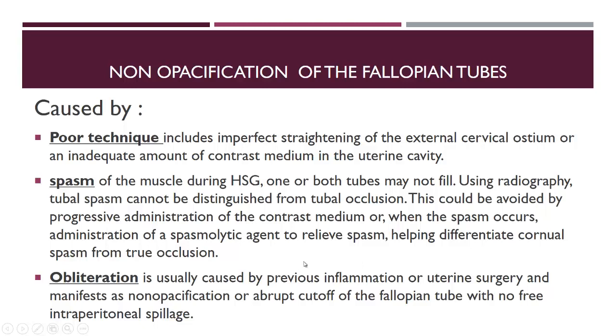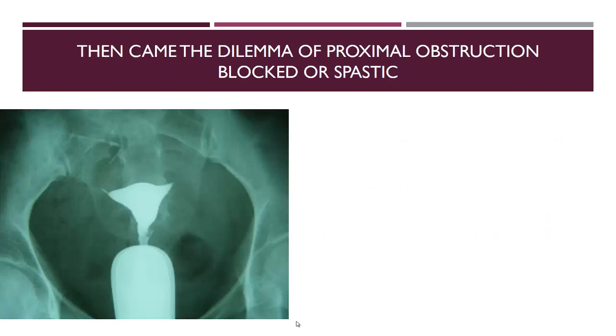Obliteration is usually caused by previous inflammation or uterine surgery and manifests as non-opacification or abrupt cut-off of the fallopian tube with no free intraperitoneal spillage. And when we report that there is non-opacification of the fallopian tube, then comes the dilemma of proximal tubal obstruction. Is it blocked or spastic?